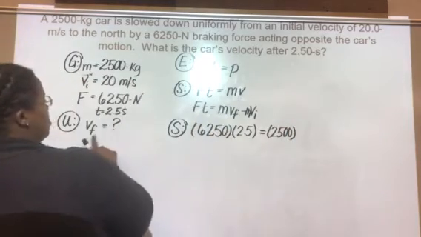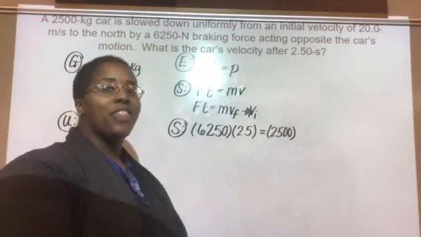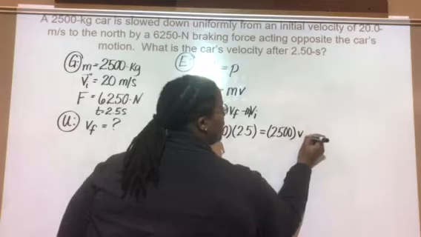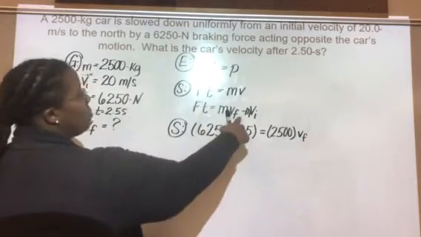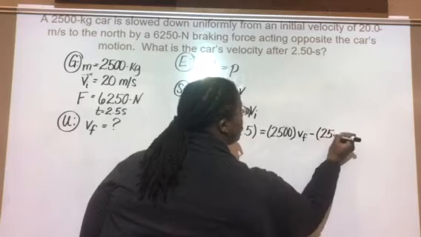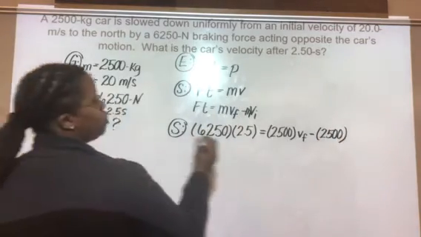My v final, which is what I'm looking for. Whatever you're looking for, make sure you put that variable into your equation. So we're just going to put v final minus my mass again, which is 2,500. And they gave us the initial, which was 20.